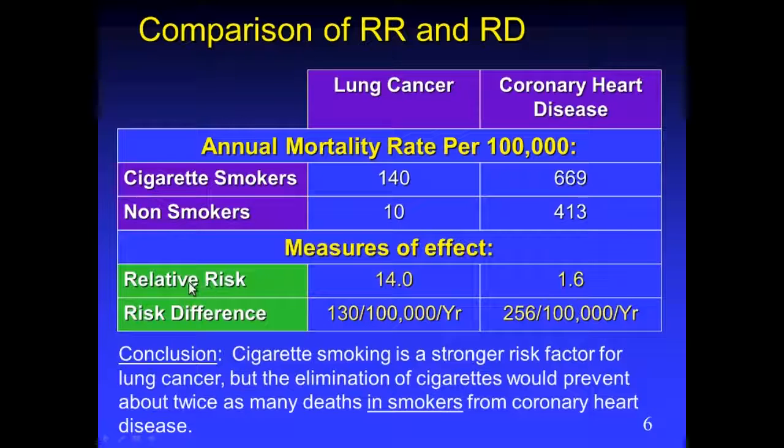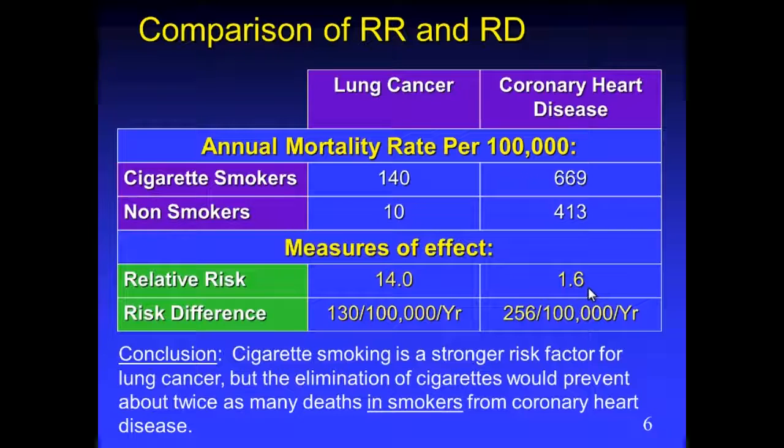So let's look now at measures of effect or measures of association. The relative risk, we look first at lung cancer, is 14. So 140 divided by 10, 14. That's pretty high. Now if we look at coronary heart disease, we divide that by that, we see the relative risk is 1.6. So you might say, well, we should be much less worried about coronary heart disease than we should be about lung cancer.